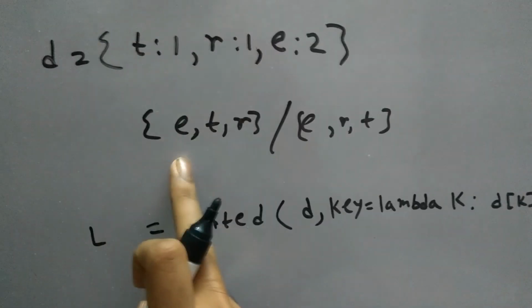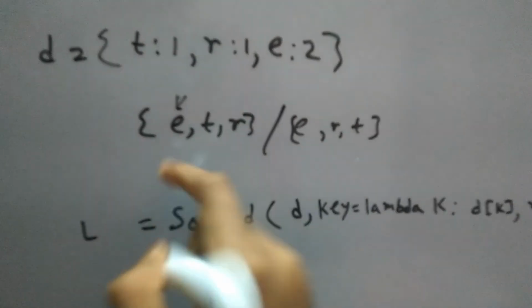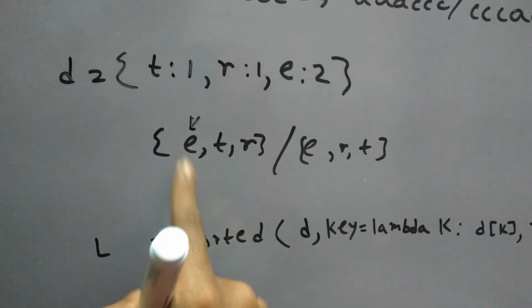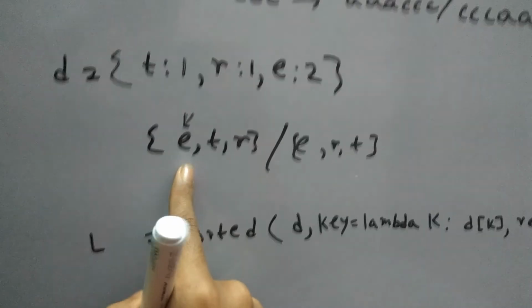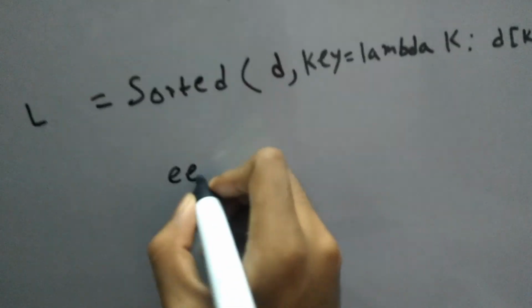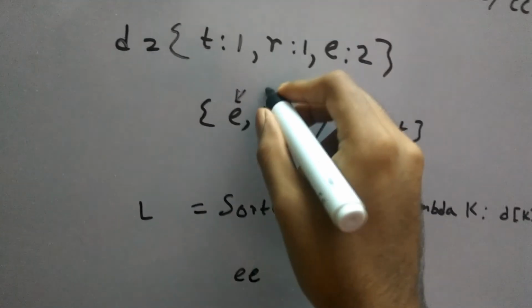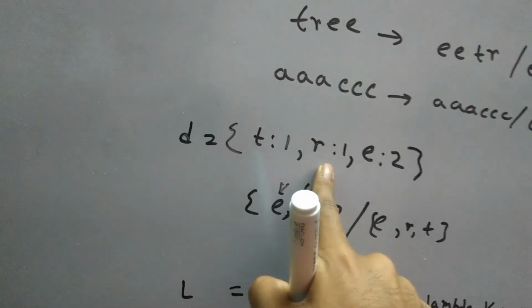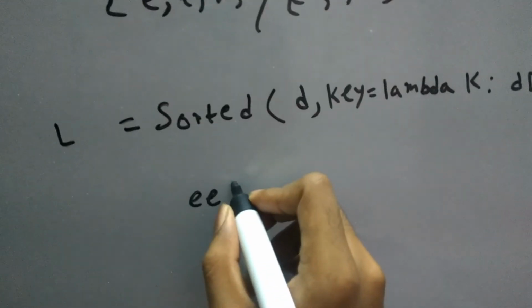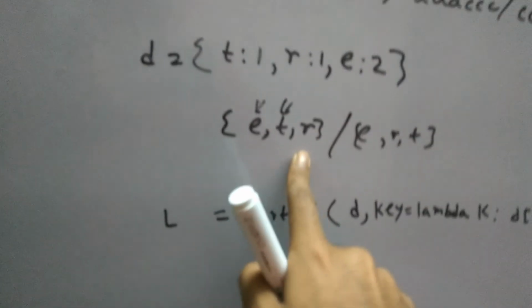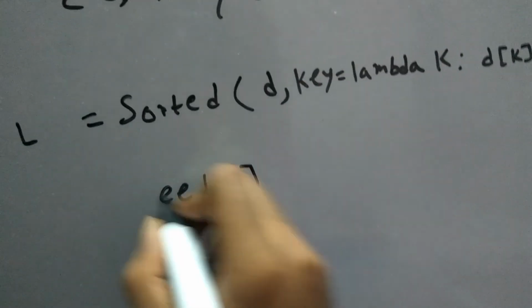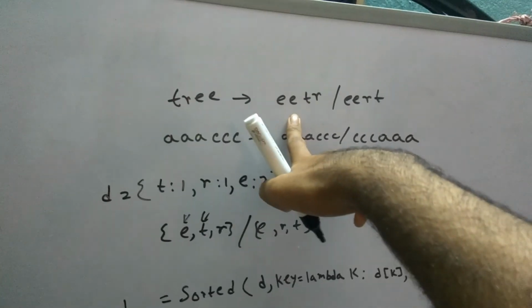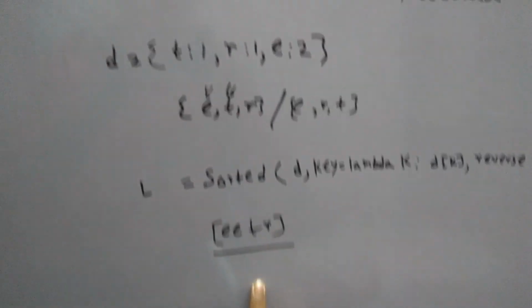We can just take each element and see, okay, E is at the beginning, so let's see how many times E is occurring in this dictionary. Twice, so we have to put E twice. Let's see T, how many times is T occurring in this dictionary? Once, so we put T once. How many times is R occurring? Once, so we put R once. So this is our answer. Okay, this satisfies our answer, so that's our answer. So let's code it up.